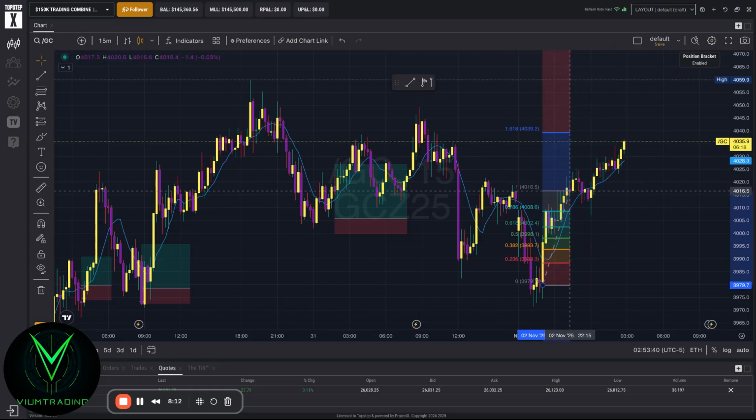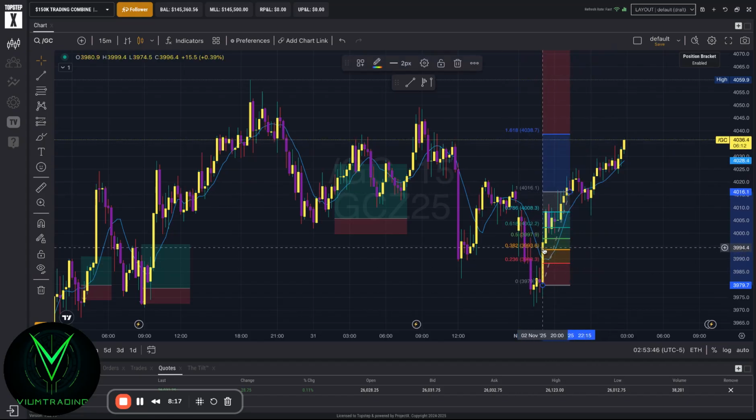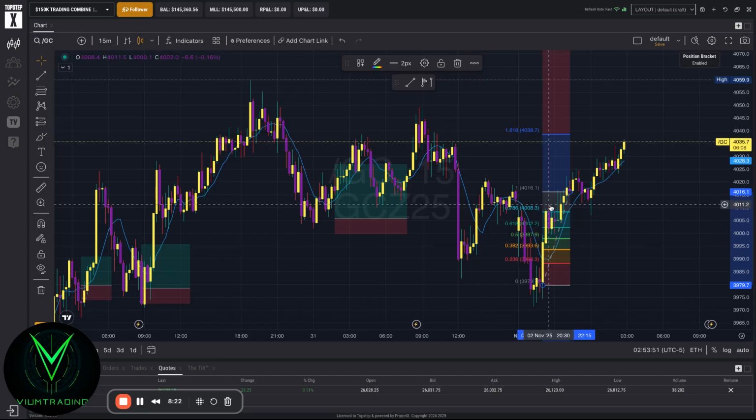My Fibonacci was around here, right? When this push over here, and the market went all the way over here and it filled up the gap. I thought the market was going to go back here to the 0.5 Fibonacci, retest these levels around here, to then push it back. So I sent that sell, and we got stopped out.